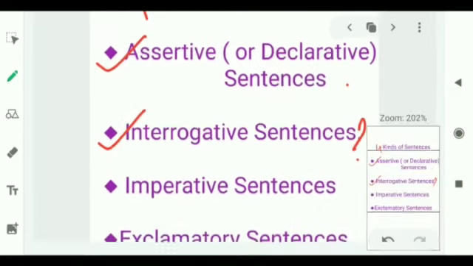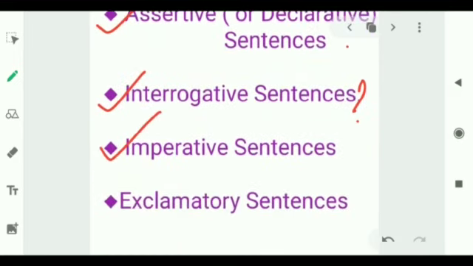Next, we learned about imperative sentences. Imperative sentences are the sentences which express command, advice, or show some kind of request. So which punctuation mark do we put to end an imperative sentence? Yes, we put a full stop to end an imperative sentence.